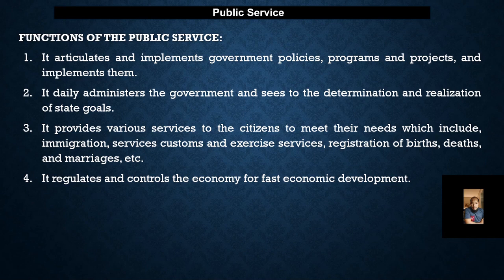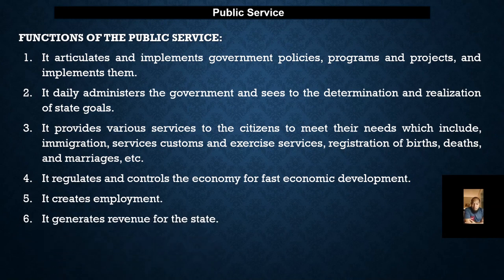And number four, it regulates and controls the economy for fast economic development. So regulation through policies. And number five, it creates employment. Of course, it creates employment to empower the people, and also, since we are in a democratic type of government, once you employ people, the people will have income, and that income will also be another income for the government, so that it will continue to move. Another term for that income is the so-called tax, which is the backbone of the government. Number six, it generates revenue for the state.